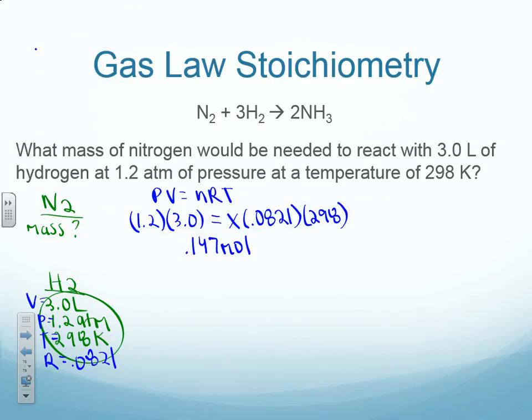moles. Okay, and remember this information was given about hydrogen. So this would be moles of hydrogen because we used our volume of hydrogen, our pressure for hydrogen, our temperature for hydrogen, and so on. So we have moles of hydrogen. Okay, so now that we have moles of hydrogen, we can go ahead and use that to solve for mass of nitrogen.